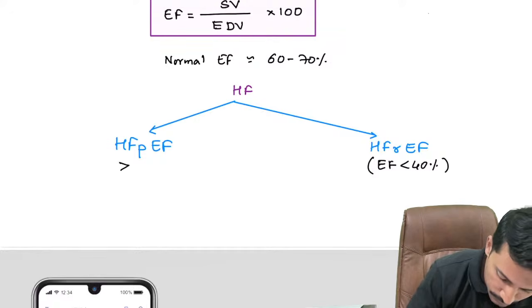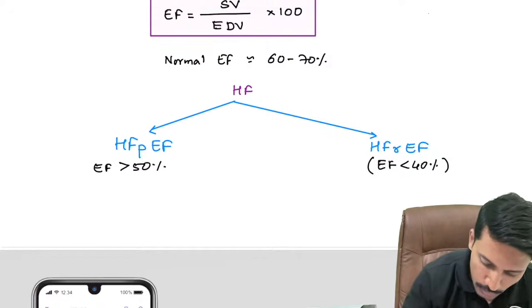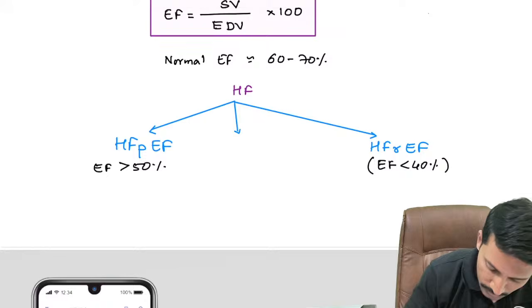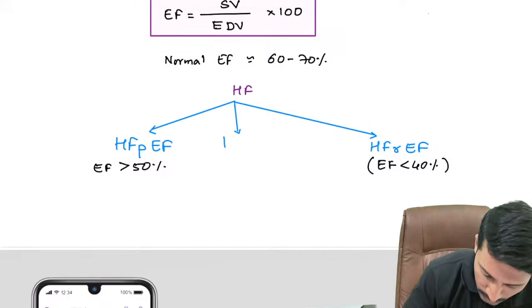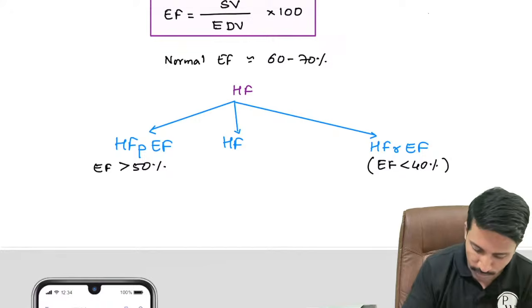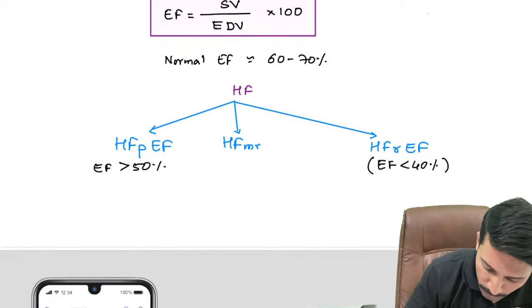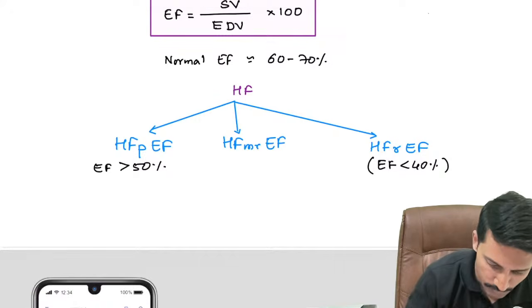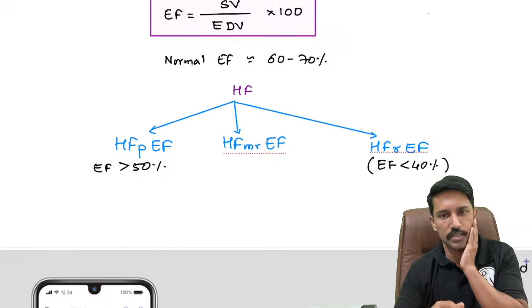When EF is more than 50%, we will call it heart failure with preserved EF. And when ejection fraction is in the range of 40 to 50, we will call it heart failure with mid-range ejection fraction.